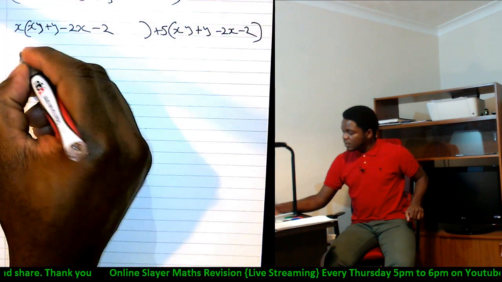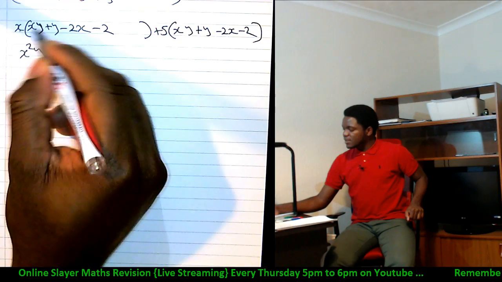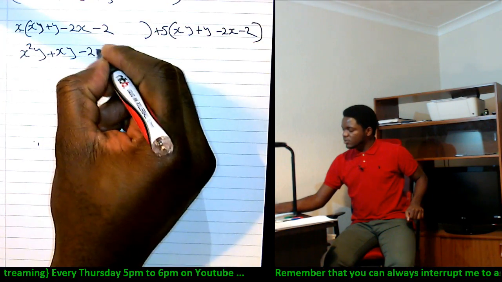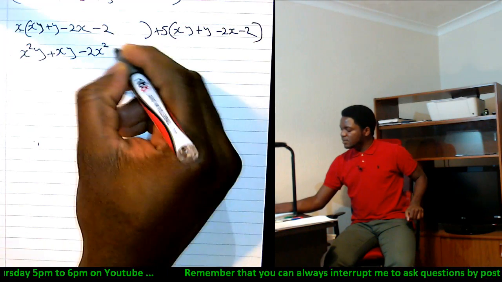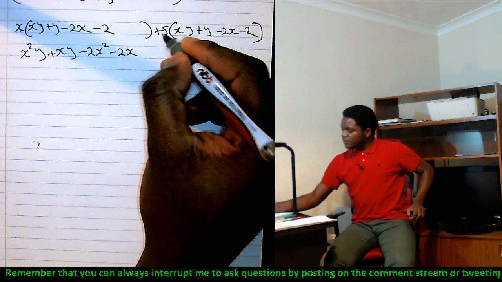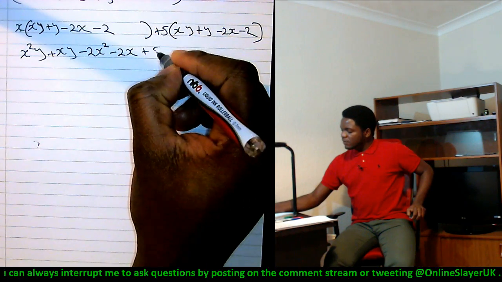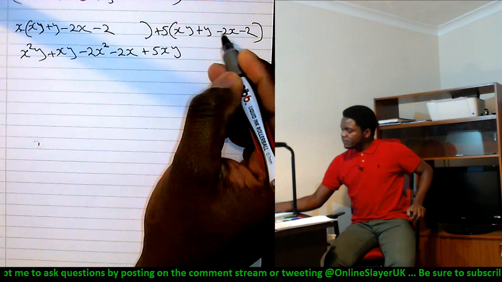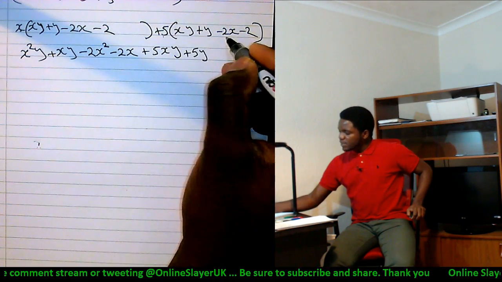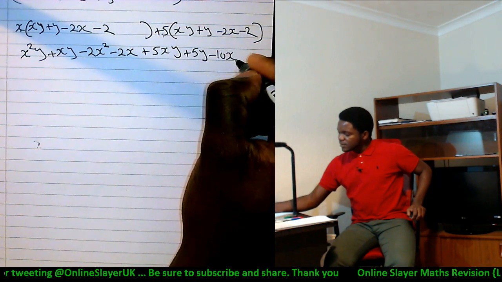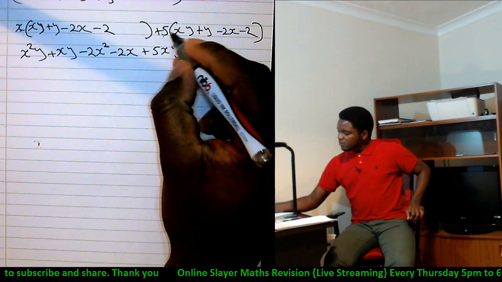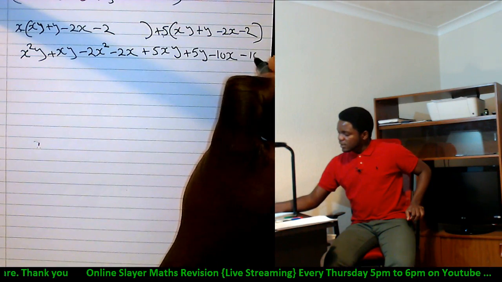X times xy is x squared y. X times y is plus xy. X times minus 2x is minus 2x squared. X times minus 2 is minus 2x. That's just one. Next one, plus 5 times xy is plus 5xy. Plus 5 times y is plus 5y. Plus 5 times minus 2x is minus 10x, because that's minus 2 times 5 times x. And then finally, plus 5 times minus 2 is minus 10.